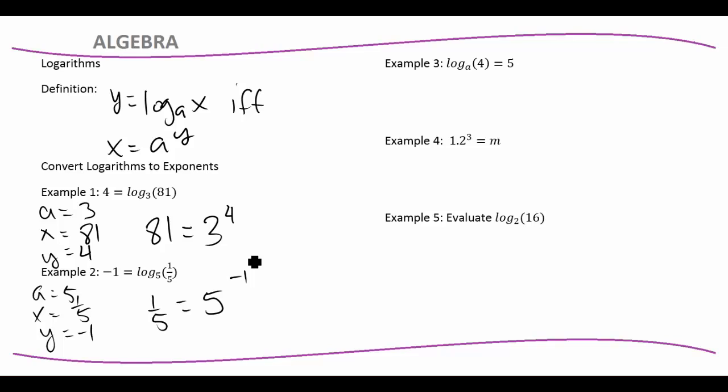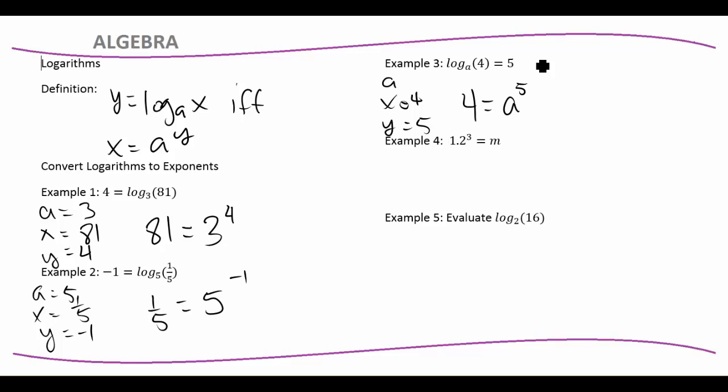Example 3, we are going to convert this logarithm to exponential form. So we're going to have our base, which is a. We don't have a number on this one. And our x is 4 and our y is 5. So we're going to have our x, which is 4, equals our base to the y power, which is 5. And so that is what this logarithm looks like in exponential form.